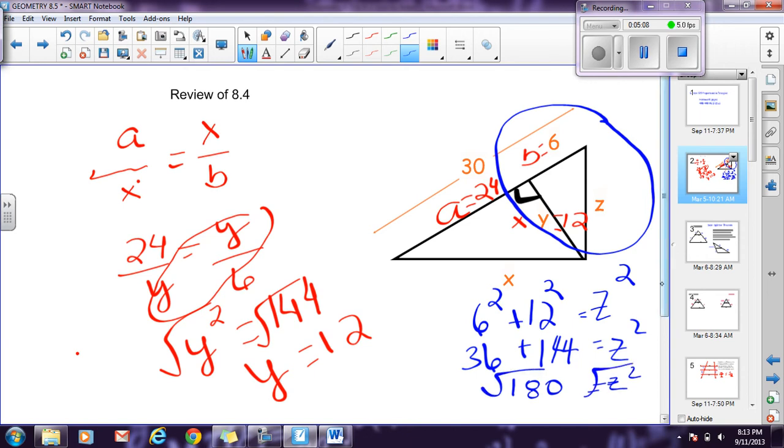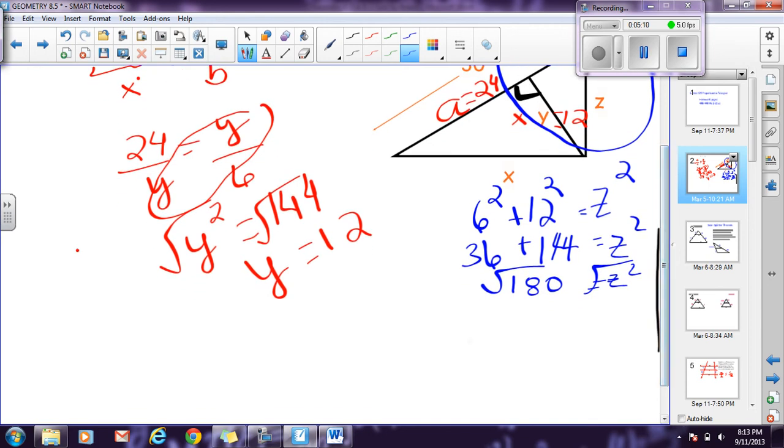So let's break it down. Let's go a little further down. So 180 breaks down to, let's see, 18 and 10, right? Which this breaks down to 9 and 2. This breaks down to 3 and 3. And this breaks down to 2 and 5.